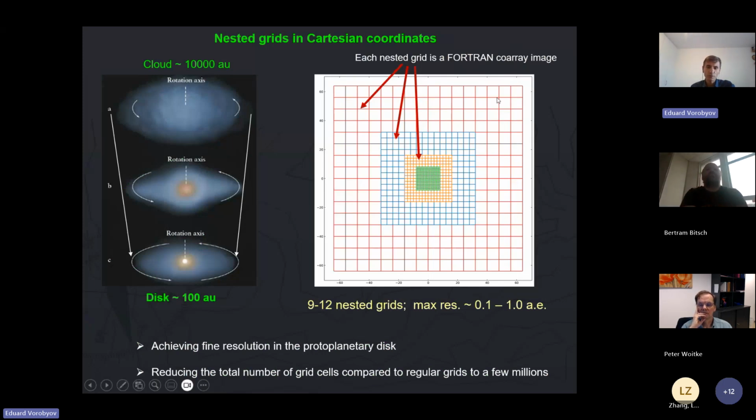And coarray extends you to multiple nodes, so you're no longer using one single node. Each of the nested meshes can be one coarray in Fortran, and they just communicate with each other. So it's a very handy way to do parallelization. Now we can simulate from larger scales, thousands of AU, down to the disk and the formation of the protostar and disk. The typical number of nested grids is up to 12, which I have tested. With 12 nested grids, I can get to a resolution of 0.1 astronomical unit.